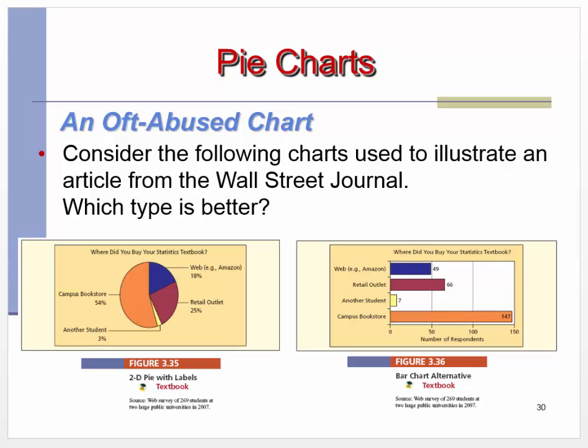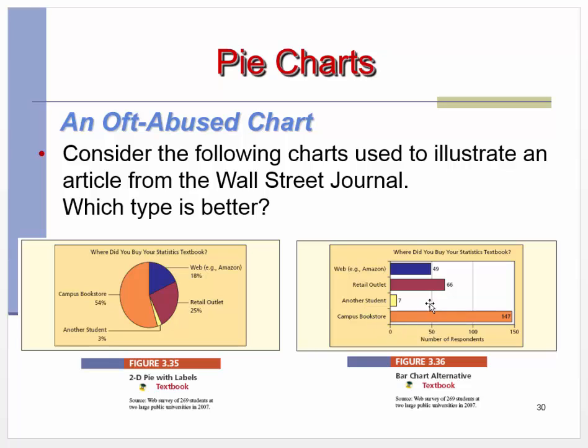Consider the following charts used to illustrate an article from the Wall Street Journal. Which one is better? This one shows where you bought your statistics textbook for students. If you're using this pie chart, you can see the majority of them bought the book from the campus bookstore, 54%. Some bought from the web, some from a retail outlet, another student from another student, 3%. Now this pie chart nicely shows where students got their textbooks.